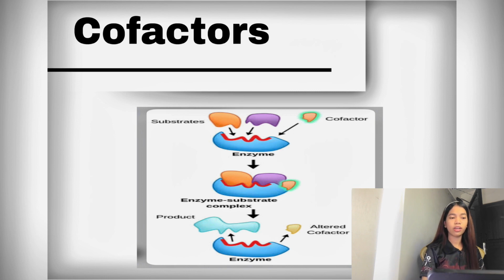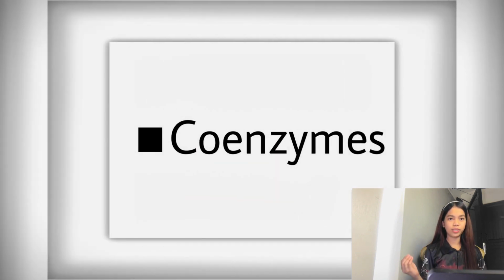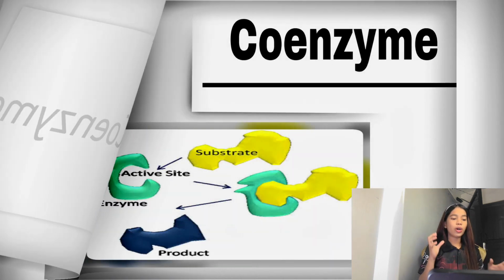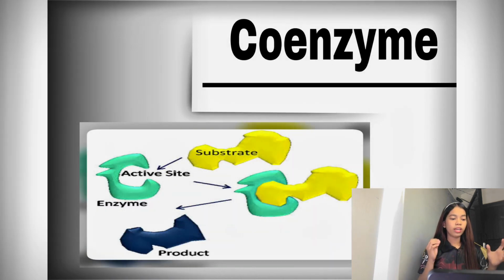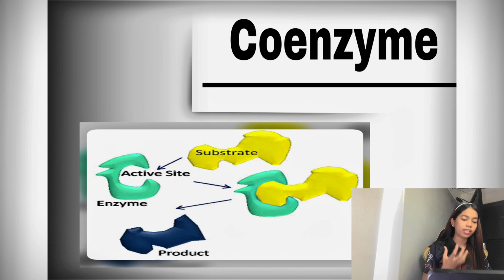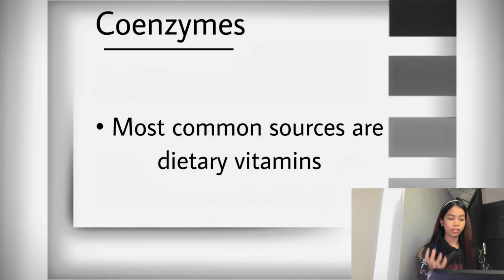Next is coenzyme. So, ano nga ba yung coenzyme? Coenzyme are organic helper molecules. It is organic helper molecules with a basic atomic structure made up of carbon and hydrogen, which are required for enzyme action. A coenzyme is defined as an organic molecule that binds to the active sites of certain enzymes to assist in the catalysis of a reaction. Now, most common sources are dietary vitamins and coenzyme.